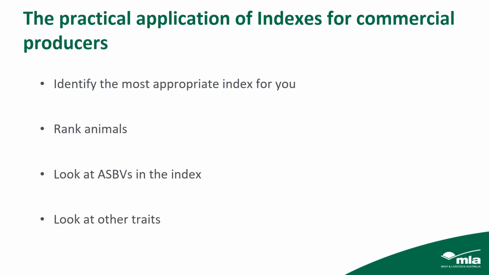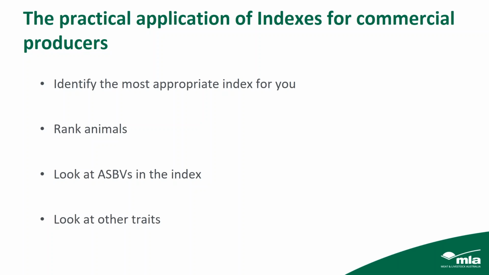Then once you use that index, it's really important to look at the ASBVs that are in the index, because we can have two animals that have the same index value, but their individual breeding values are actually quite different. So for combinations of reproduction and growth, for example, we can have animals that are really, really good for growth, which drives their index up, but they're not so great for reproduction. But we can also have animals that are really good for reproduction and only sitting around average for growth. So even though their index value is the same, they're made up for different reasons.